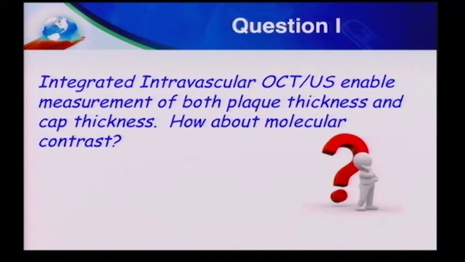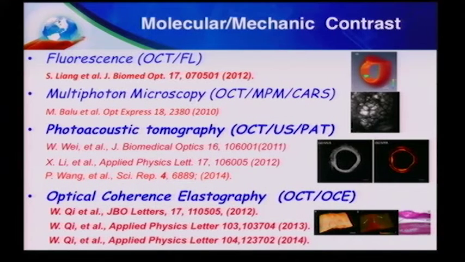One of the questions is, now that we have solved the morphology problem, can we get into the molecular contrast and also tissue mechanical property? That led us to a wide search for the best imaging modality which can combine with OCT and ultrasound. Over the last few years, we have looked at fluorescence combined with OCT, multiphoton endoscope combined with CARS, and photoacoustic tomography, essentially looking at lipid contrast. And today what I'm going to focus on is the mechanical property using optical coherence elastography.